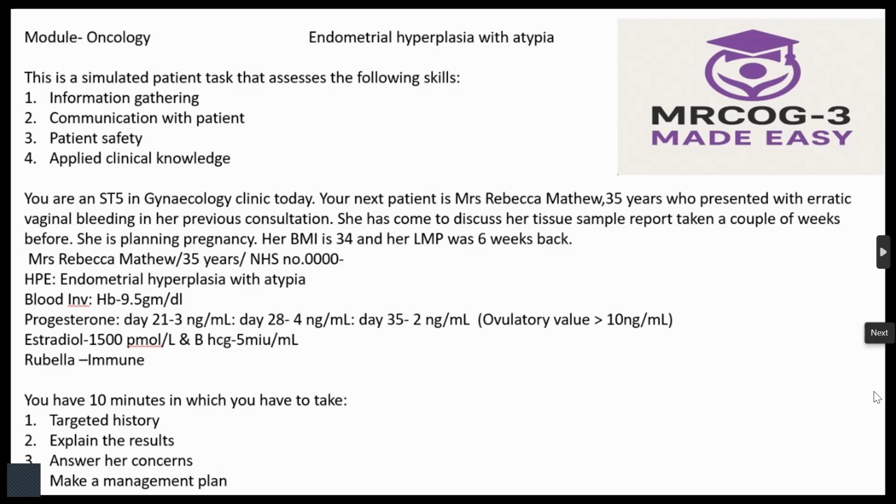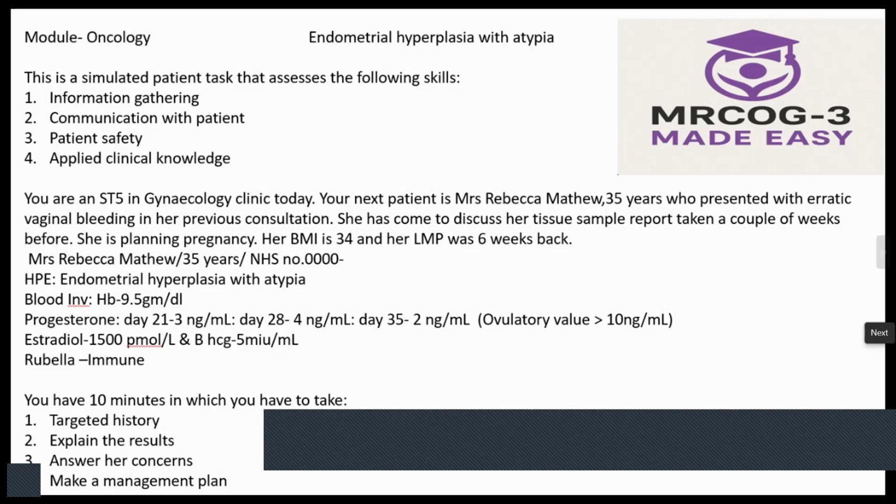Now, if you need any counseling, then we will arrange counseling also. And the other thing is, I already told you about the diet and exercise program. If she is not referred by the GP, then we'll write back to the GP.